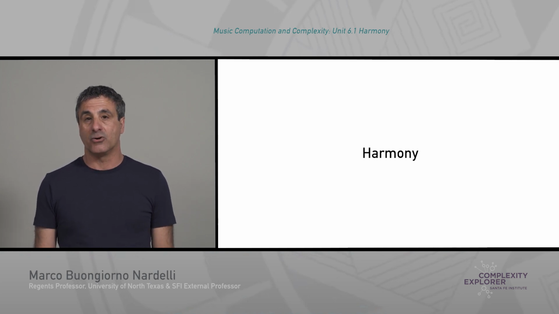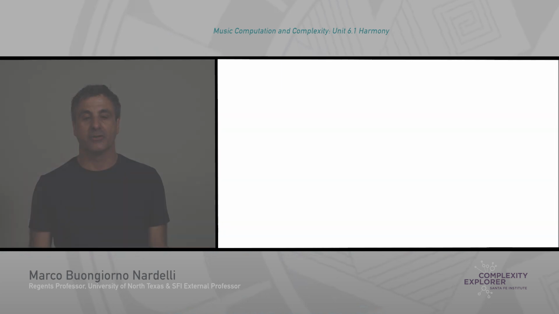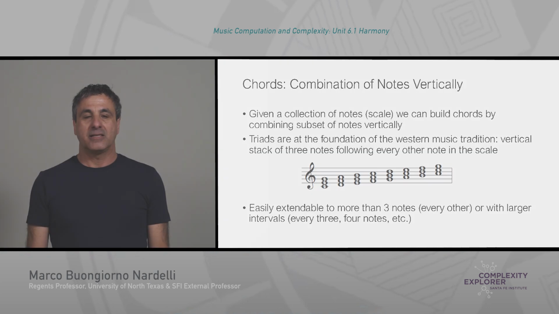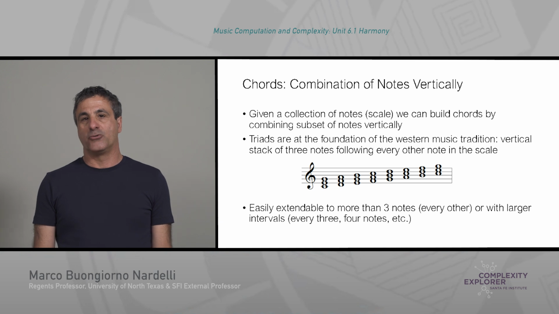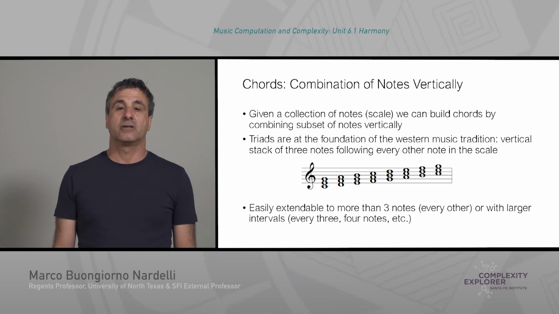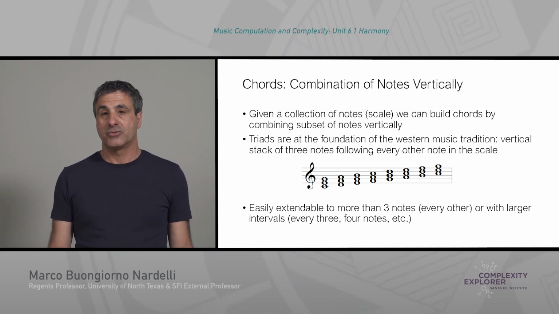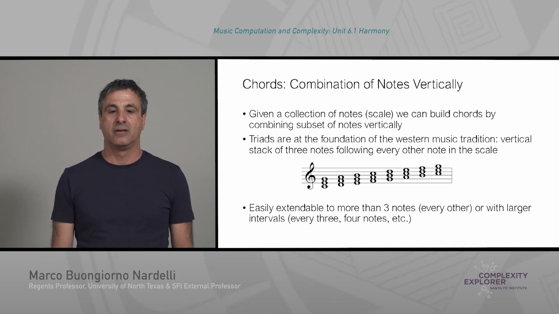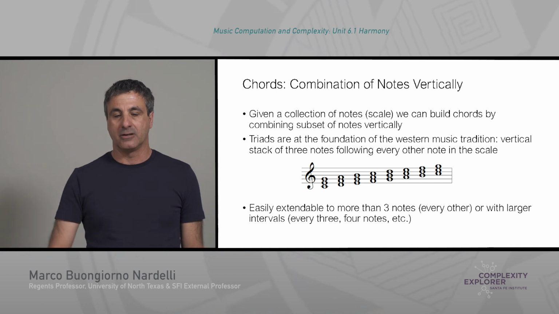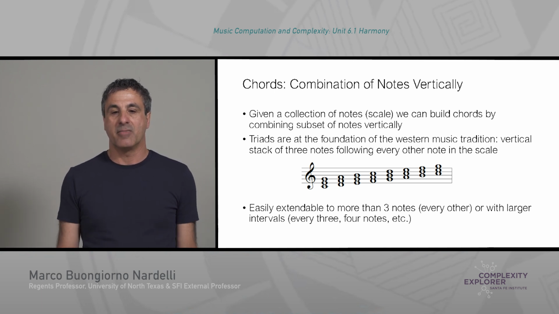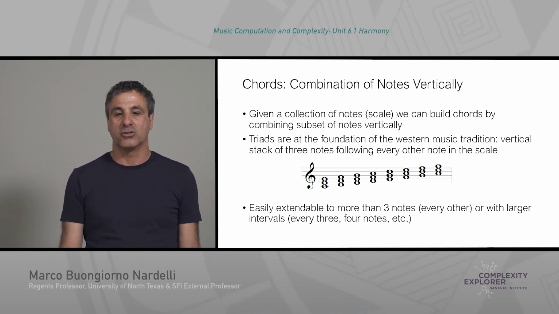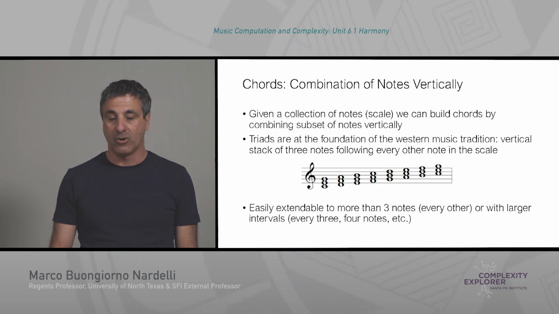that we will be looking at from the point of view of complexity and complexity theory. The basic concept in harmony is the idea of chord. A chord is a combination of notes that are assembled vertically. That means they sound together. And we can hear here a chord played on a keyboard. This is a C major triad. It's a combination of 3 notes played one on top of the other.